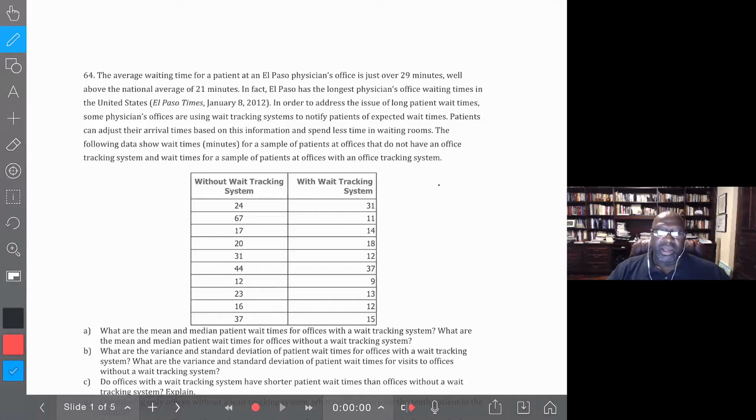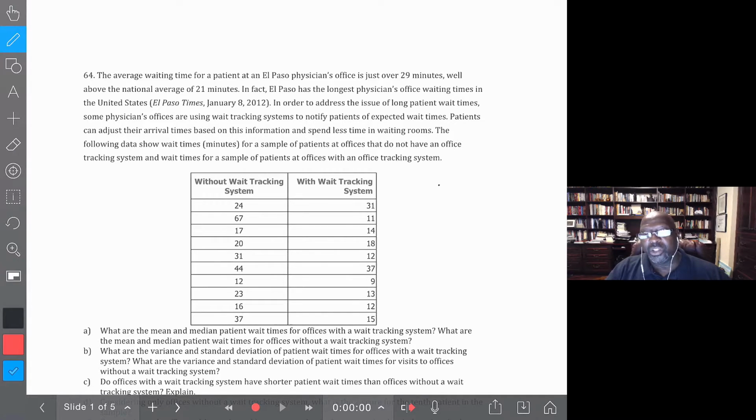So here's a problem that we have. The average waiting time for a patient at an El Paso physician's office is just over 29 minutes, well above the national average of 21 minutes. In fact, El Paso has the longest physician's office waiting times in the United States.